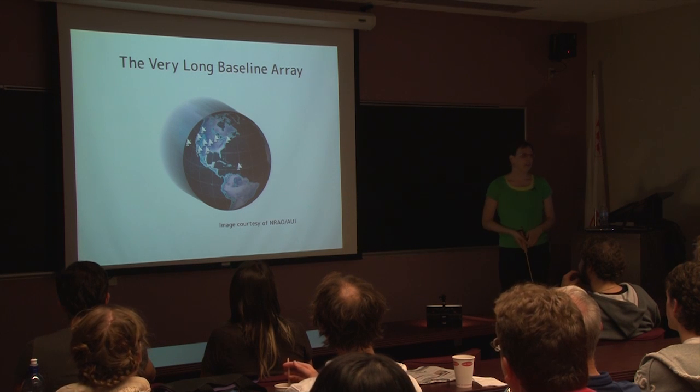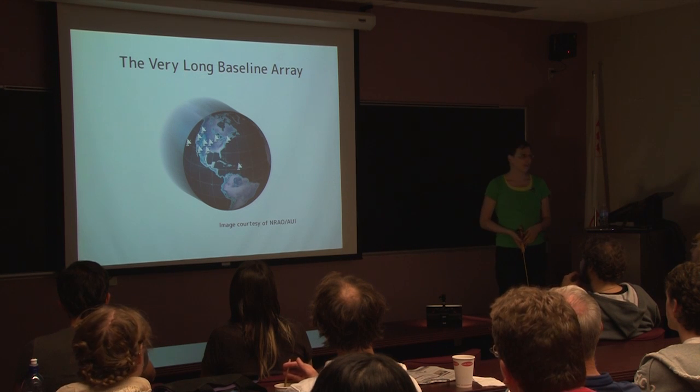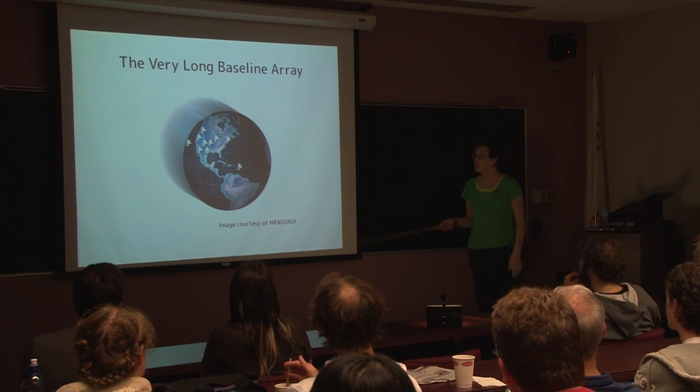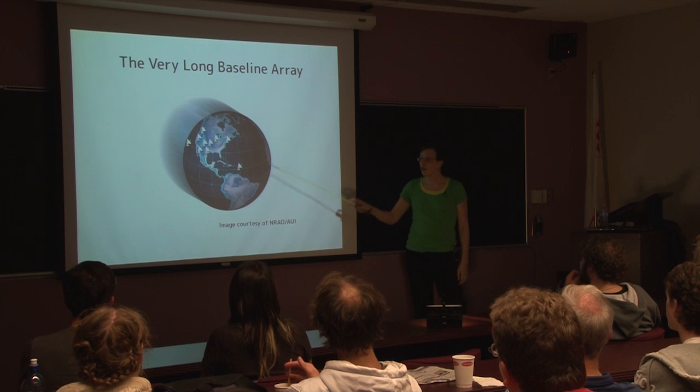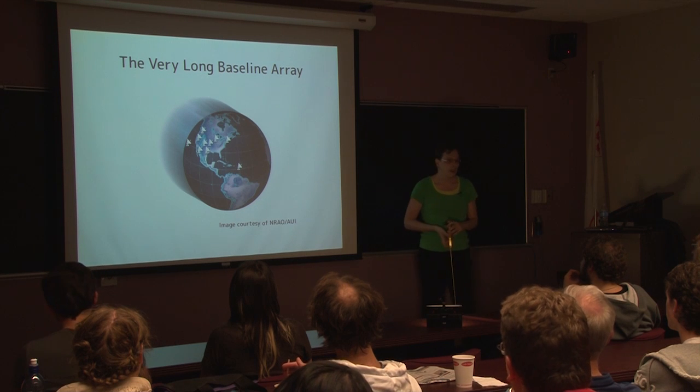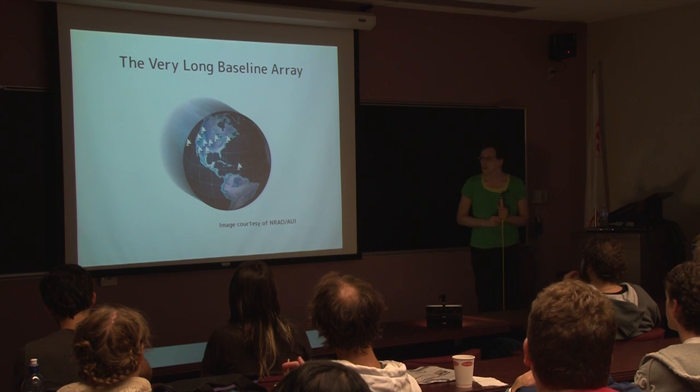The antennas are actually a lot like the VLA antennas. They're the same 25-meter dishes. And there are only 10 of them. But one of them's in the US Virgin Islands, another one's in Hawaii, and the rest are all over the continental US. And together, this can produce images.